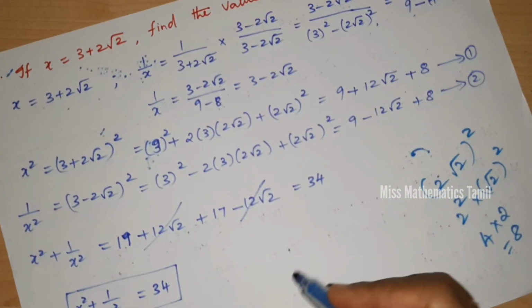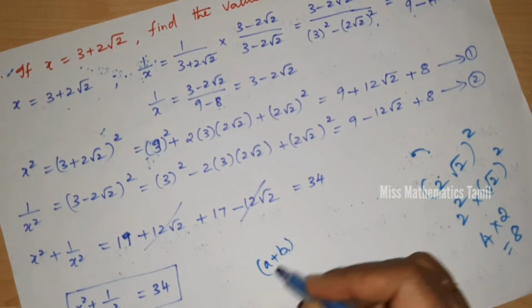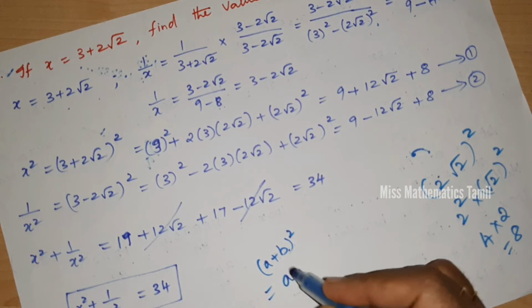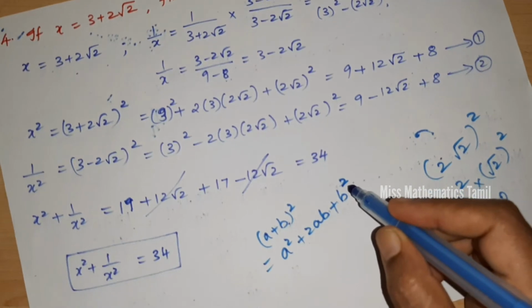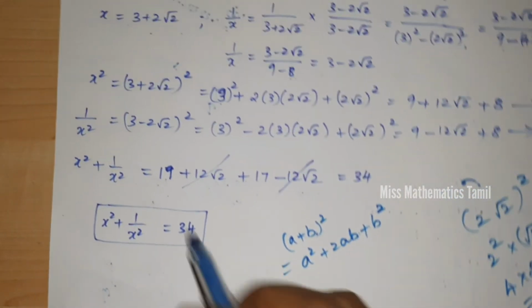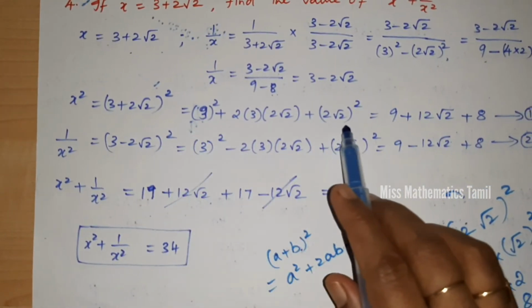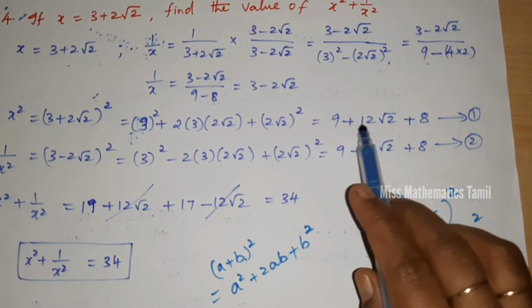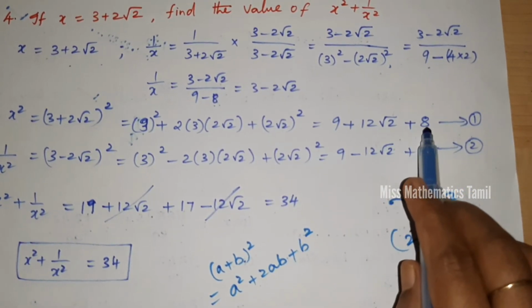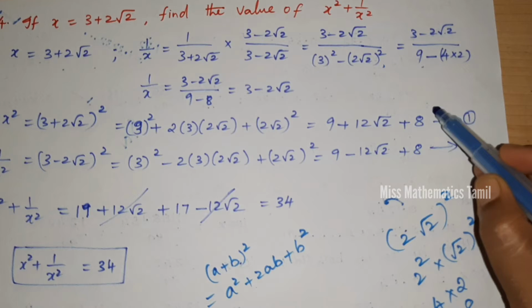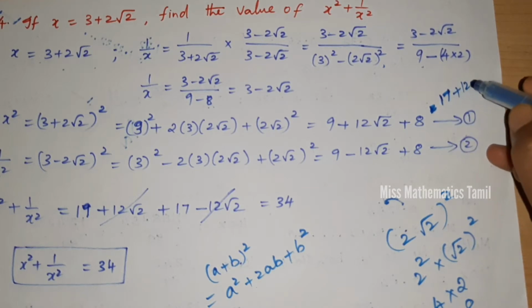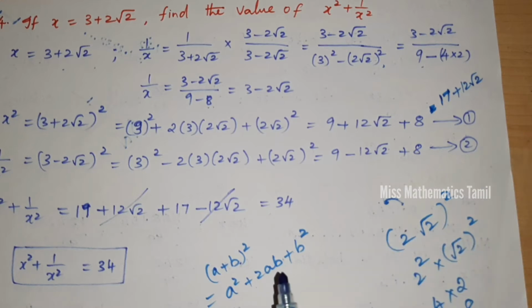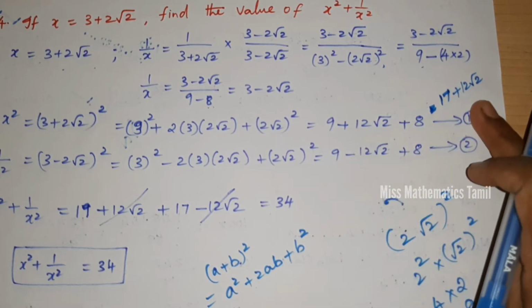Okay, here I am using the a plus b the whole square identity, a square plus 2ab plus b square. Okay, the a plus b the whole square formula. I am expanding this, and finally I am getting 9 plus 12 root 2 plus 8. This is equal to how much? 17 plus 12 root 2. Okay, this is the first equation.